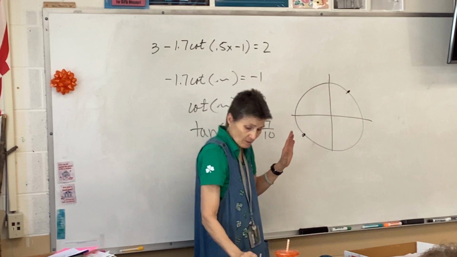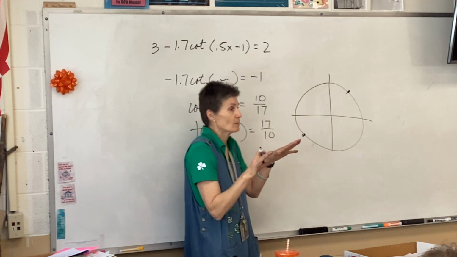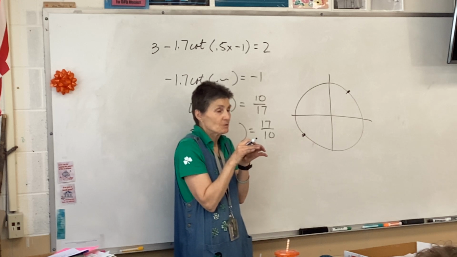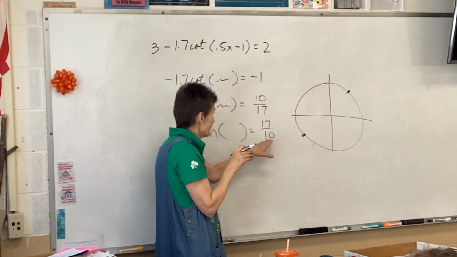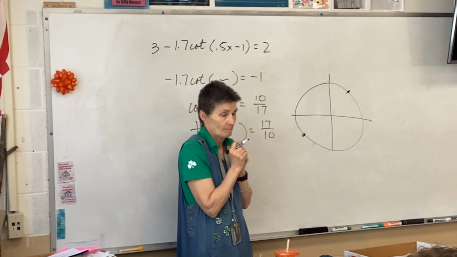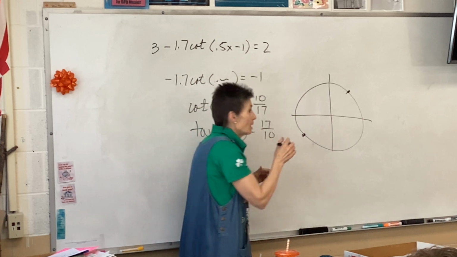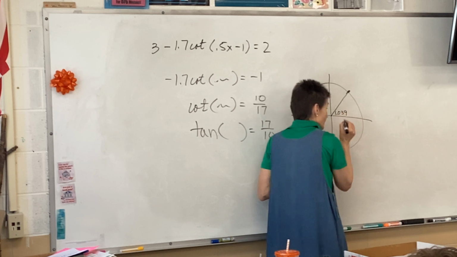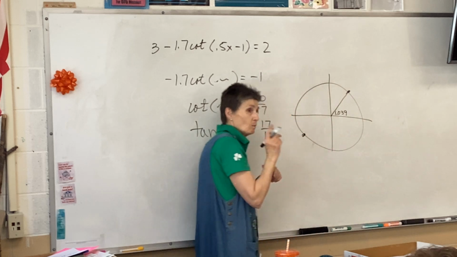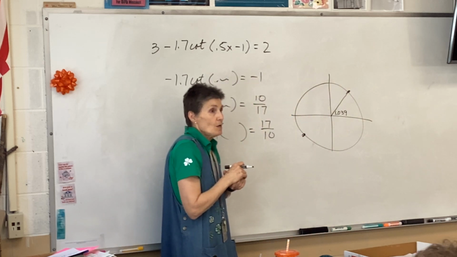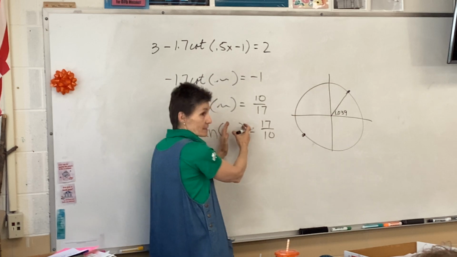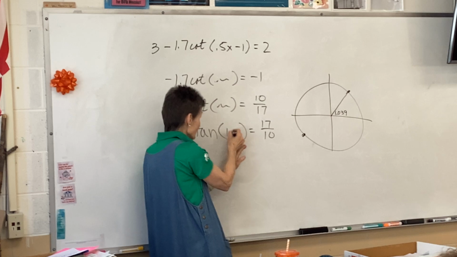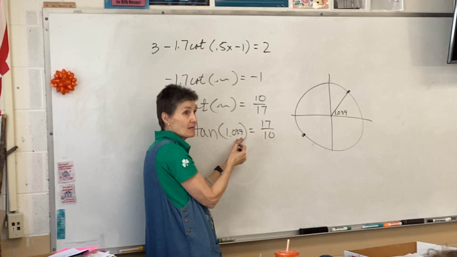Now, someone's got my calculator, so I'm relying on you. Set your calculator in radians and do inverse tangent of 17 tenths. 1.039. All right, so this angle right here is 1.039. Would someone confirm that? Yeah. Okay, confirmed. 1.039. Would you agree with that, that if I took the tangent of 1.039, I get 17 tenths?